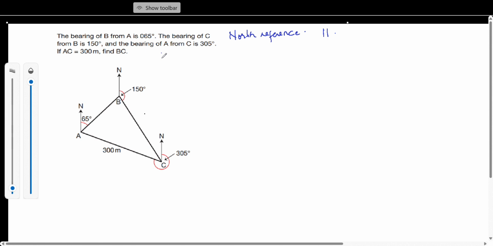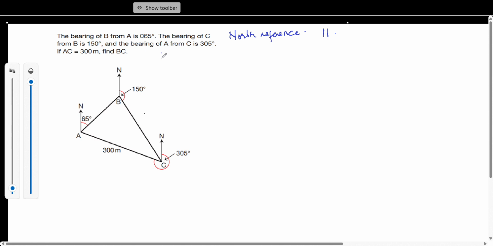Now, since BC is the one in question, and this is the only side given, if this side is there, we need to know the angle opposite that side, which we do not know. And if this side has to be found, we need this angle too, which again is not given. But given these, let us try to use the concept of the parallel north reference.